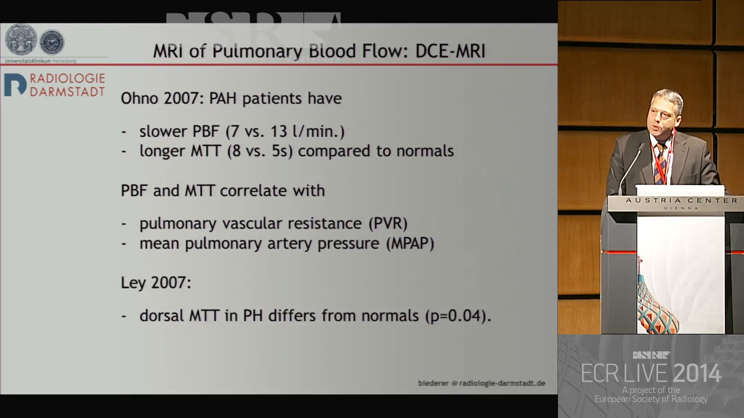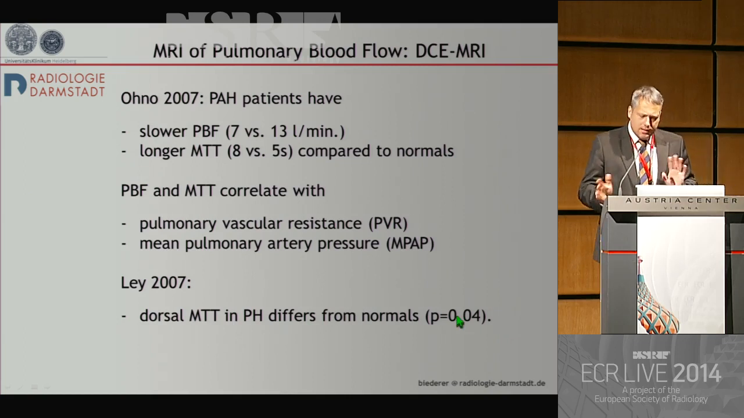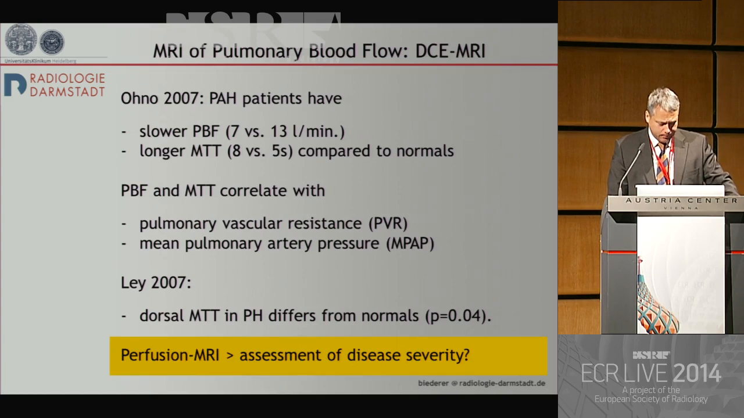In the same year, we will also find literature. They were a bit more cautious on this. Sebastian Ley and his group found out that in particular the dorsal, the posterior mean transit times, meaning where there's the best perfusion, there the measurement is the easiest. There they said, well, this differs in pulmonary hypertension in general from normals, but not in the other parts of the lung. So there's a little bit of weakness in this data. Is this maybe a good test for assessment of disease severity?